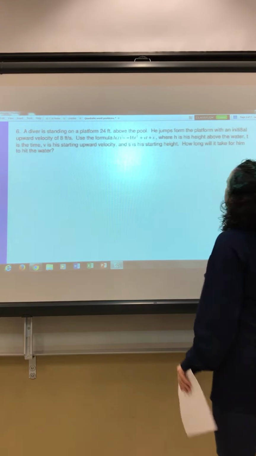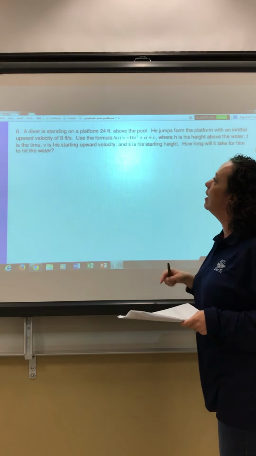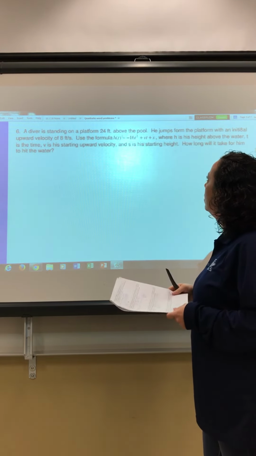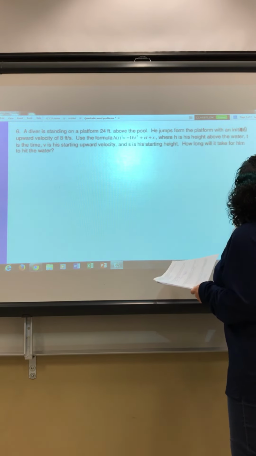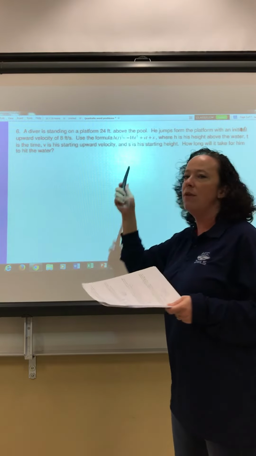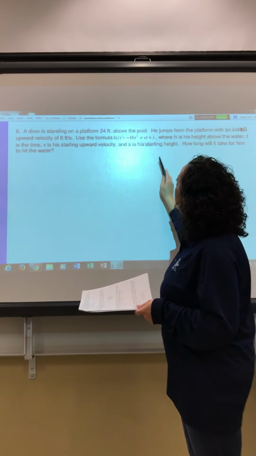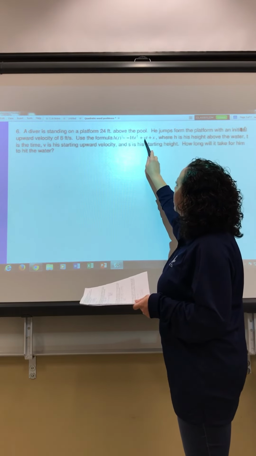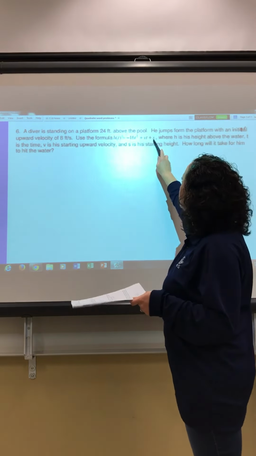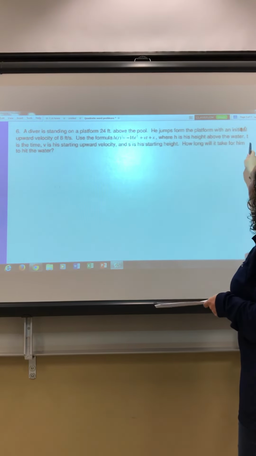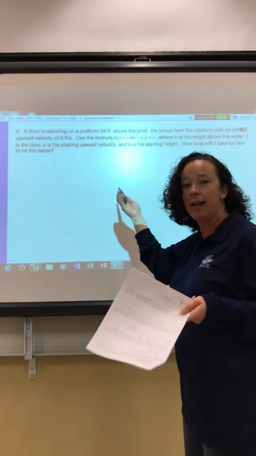Alrighty. Next, number 6. So you've done this one as well. It says a diver is standing on a platform 24 feet above the pool. He jumps from the platform. Okay, yeah, that's the typo one. We already talked about that. But it jumps from the platform with an initial upward velocity of 8 feet per second. Using this vertical motion formula, which has a V and an S. Remember, S is the same thing as the initial starting point, the initial height, where H is the height above the water, T is the time, V is its starting upward velocity, and S is the starting height, okay?